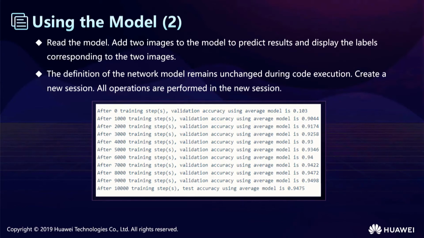We can see from the picture that when we train our model about 1,000 times, the accuracy is 0.9044, and when we train our model about 9,000 times, the accuracy is 0.949898. After we train our model 10,000 times, the test accuracy is 0.9475.